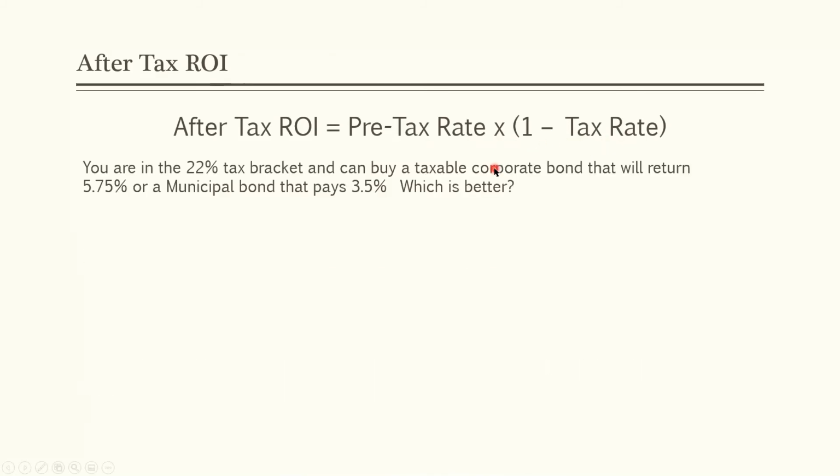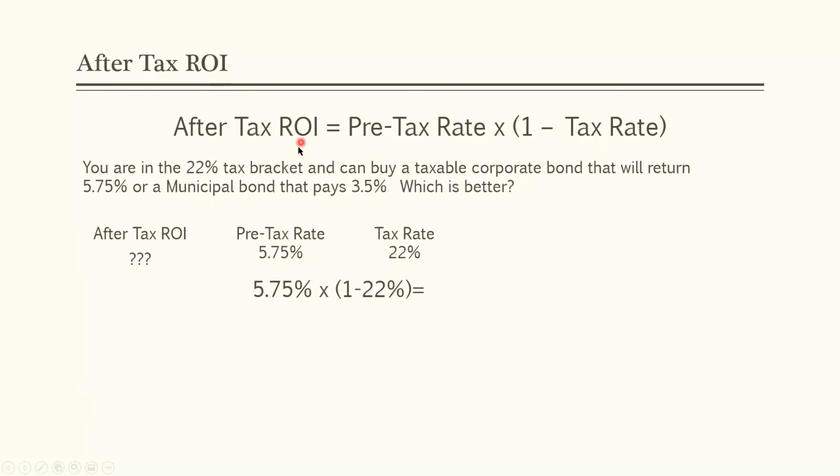And we're going to look at a solution here. So let's say you are in the 22% tax bracket. You can buy a taxable corporate bond that will return 5.75%, or a municipal bond which will pay 3.5%. Which is better? Well, this is where we need to calculate our after-tax rate of return on investment so we know which one is better. So we'll start with the numbers we need. We have a pre-tax rate of 5.75 and a tax rate of 22%.